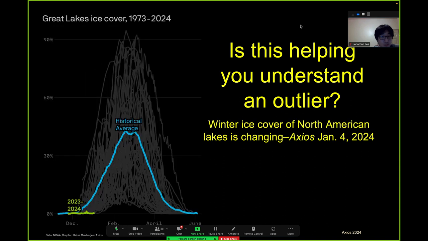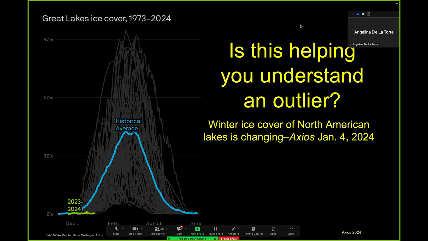And then one last one before we get into theory. How about this? So what's going on with, is ice cover normal in the Great Lakes these days? I think it's helpful to see that blue line right there where it was a historical average, and you see that there's a lot of lines that are much greater than that. But I feel like maybe it's a little busy. I don't know if there's a better way of visualizing it, just because it is still really distracting.